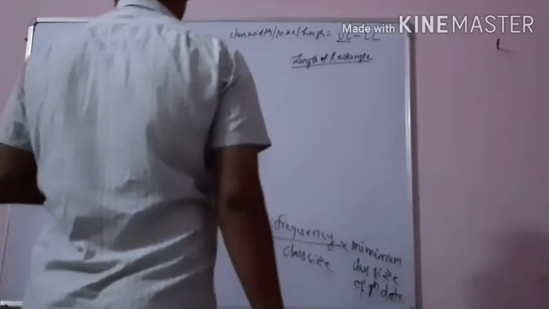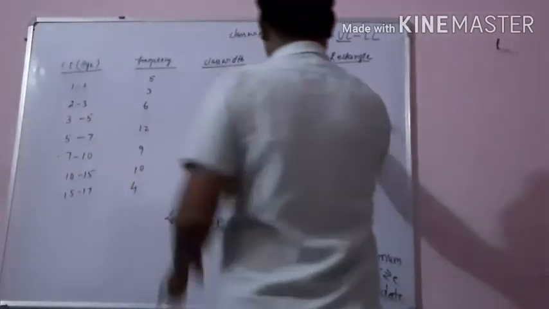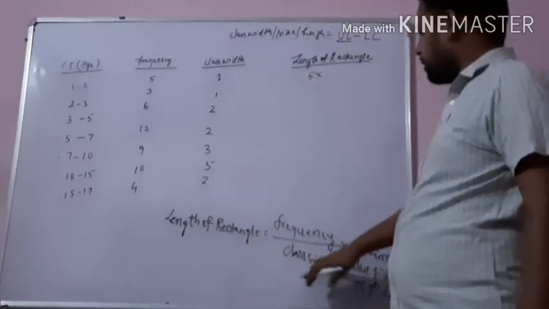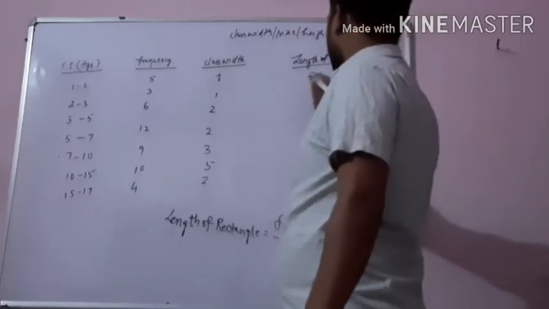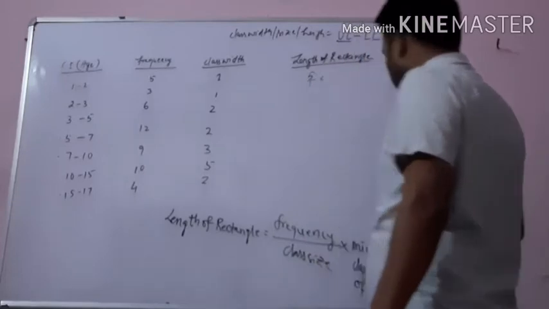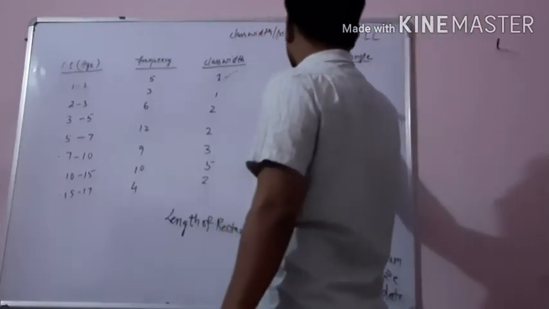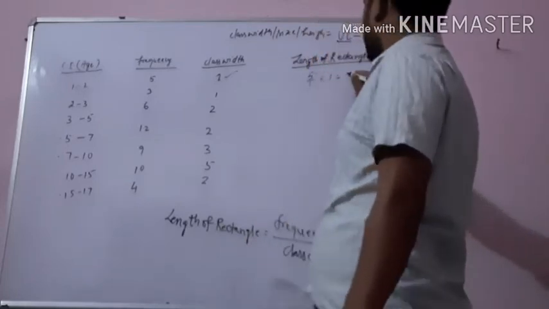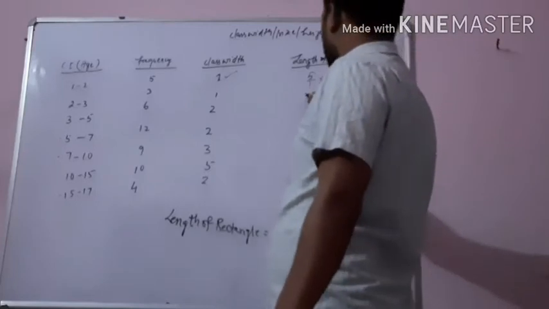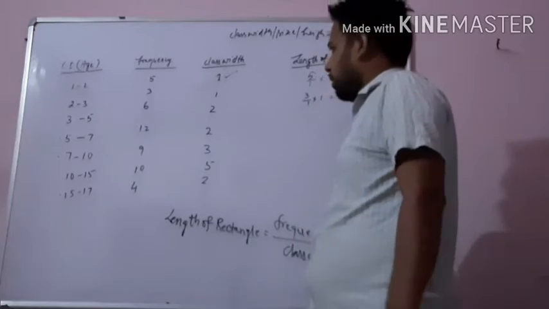So what will be the length of the rectangle here? Frequency is 5, and the class width is 1, and multiply by the minimum class size of the group. What is the minimum class size of the group? It is 1. So 5 upon 1 is 5. Now here the frequency is 3, upon 1 multiply 1, that will be 3.